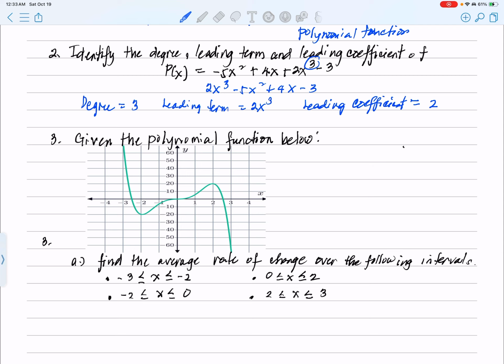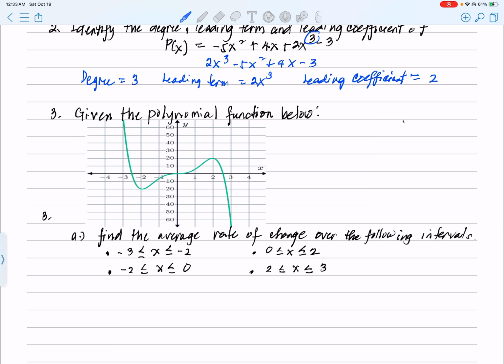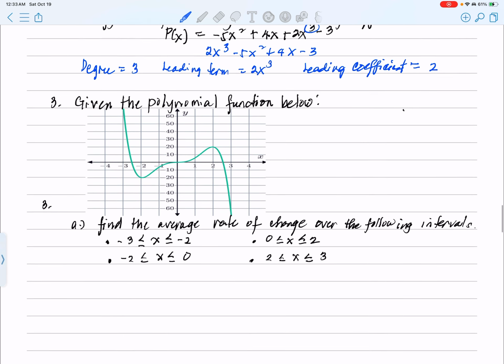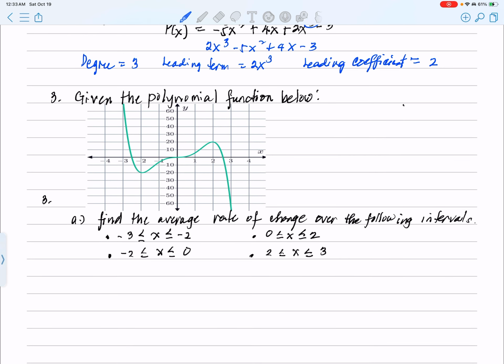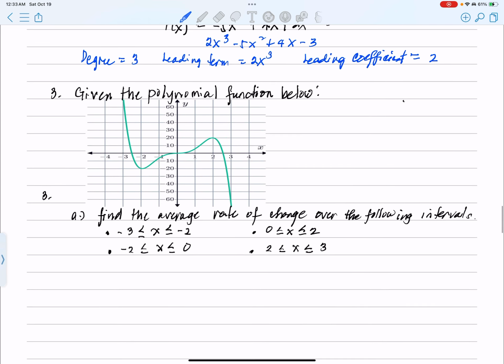All right. Let's do question number 3. Given the polynomial function below, you're given a graph. Find the average rate of change over the following intervals. You are given the intervals -3 to -2, then -2 to 0, then 0 to 2, and 2 to 3. Okay, rate of change.